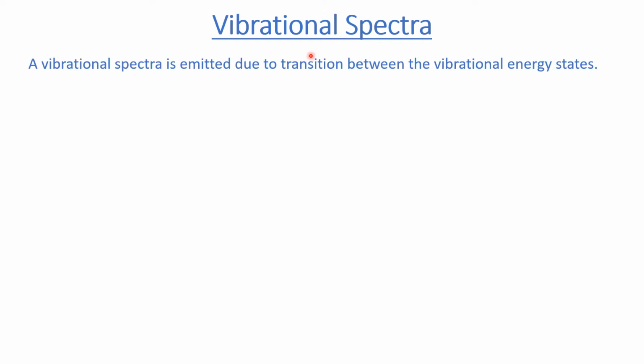After discussing the vibrational energy levels of diatomic and polyatomic molecules, we are now in a position to discuss the vibrational spectra. A vibrational spectrum is emitted due to transitions between the vibrational energy states. However, a simple transition between vibrational states doesn't emit a vibrational spectrum. Only those transitions which involve a change in dipole moment emit a vibrational spectrum. This is very important. You have to keep it in mind.